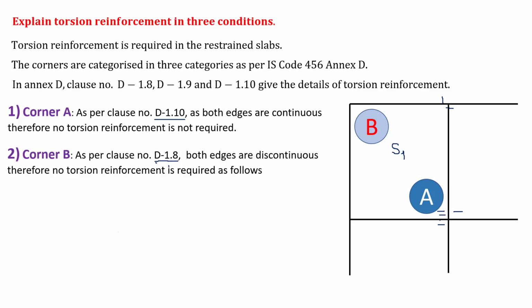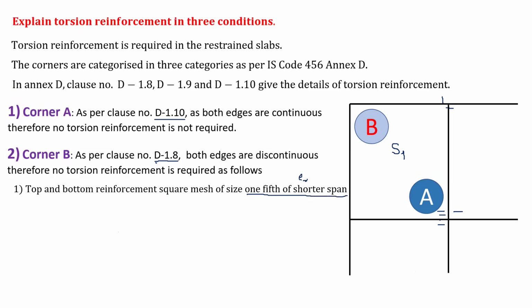Now if we go to corner B, clause number D-1.8, where both edges are discontinuous, they have explained how to provide the torsional reinforcement. First, you have to provide torsional reinforcement at top also and bottom also, which is in square mesh. This is the most important one. And the size of that square is 1/5 of the shorter span, that is Lx. So Lx by 5 will be the size of the mesh.